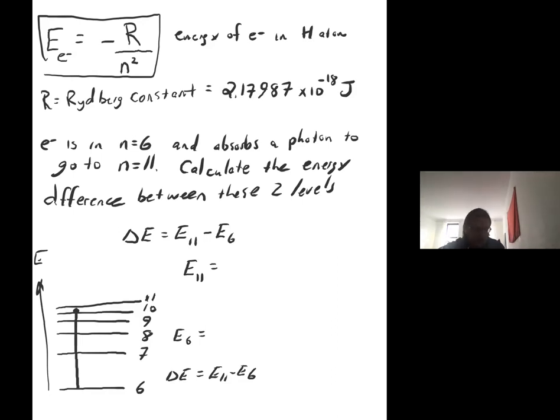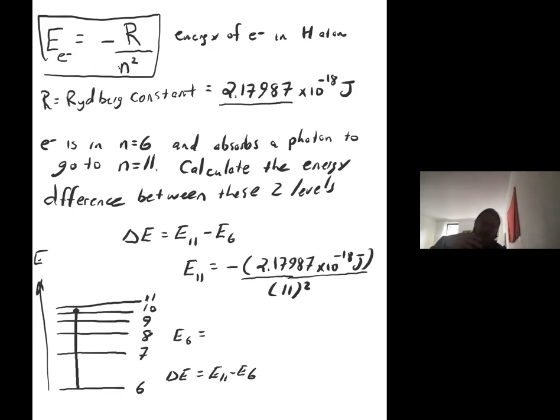So here's how you do it. You say, okay, well, let's do E11 first. So we're just going to put 11 in here for n. So it would be minus R, so minus this number right here, divided by 11 squared. Right? So you do n squared, not n, but n squared. 11 squared is what? 121, right? 11 squared is 121.